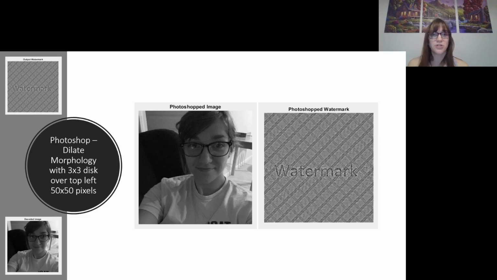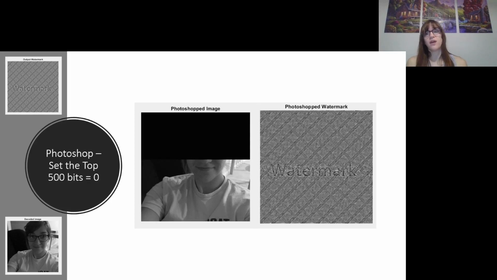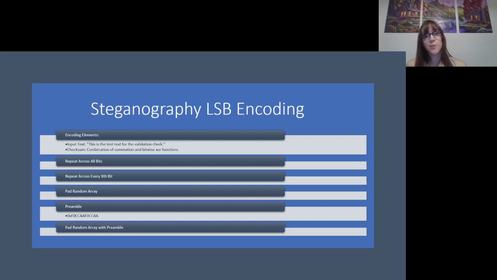However, for smaller portions of the image being modified, like just the top left corner, there's almost no effect whatsoever on the Photoshopped watermark. As well as when I removed the entire top half of the image, the top 500 bits, there was very little effect on the Photoshopped watermark. So this is very effective if you want to add some type of copyright label to your image to pass through, to claim this is ours, we did this. It's going to be very resilient against different attacks, but it's not very useful in detecting whether or not an attack happened. So the other process that I studied was the steganography least significant bit encoding.